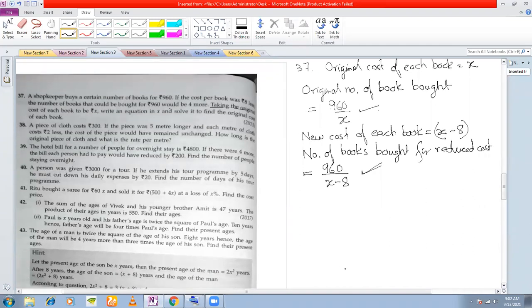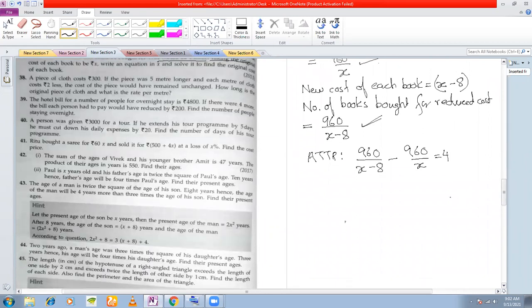So how many books is he buying more? He will be able to buy 4 more books. So according to the problem, the new fraction 960 by X minus 8 minus the original number of books bought, or the original fraction, must be equal to 4. And now you can solve this equation. You take 960 common. Now you divide both sides by 960.